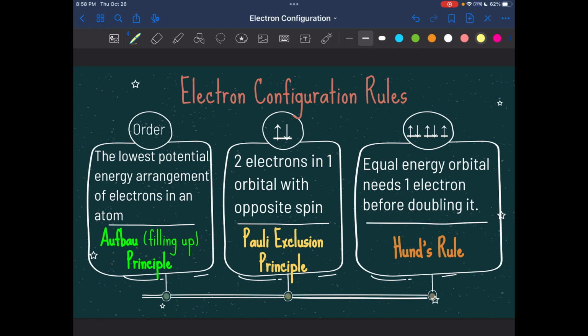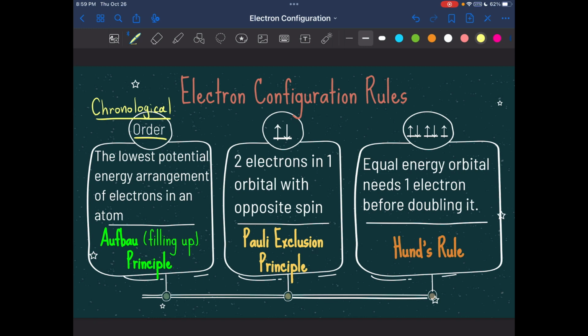This is more of a chemistry term. In an English term, something to help you understand it is chronological order. Basically, the Aufbau principle is that everything has to be in order before moving on to the next part, which I'll explain more about as we go along.